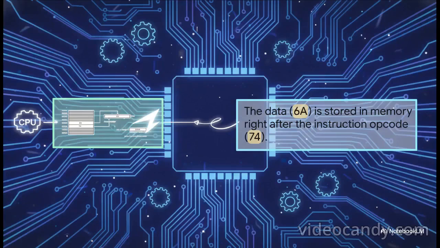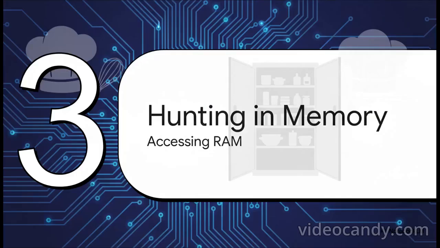Now check this out because this image shows you exactly how it works in memory. The instruction's command, the operation code or opcode, is stored at one address, and the data, the operand, is sitting right there in the very next memory slot. The CPU fetches the command, and bam, the ingredient is immediately available, right behind it. Super efficient.